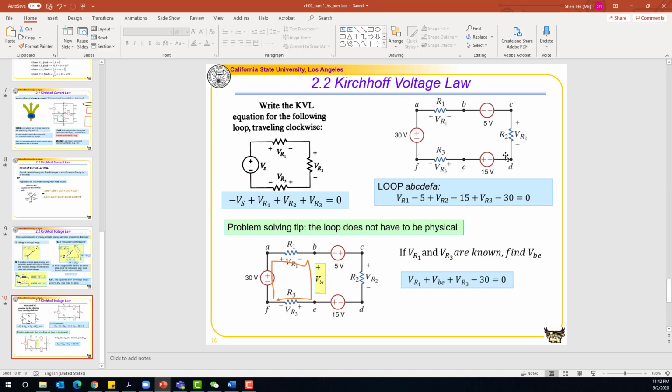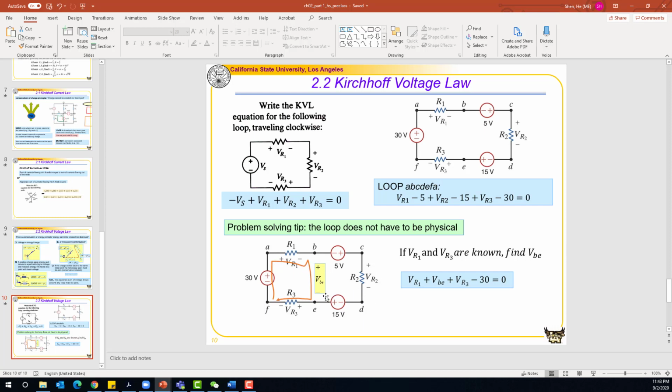And we can do the same thing for this single loop circuit. If we follow this direction, we can write KVL as VR1 minus 5 plus VR2 minus 15 plus VR3 minus 30, that is equal to 0. And the loop doesn't have to be a physically connected loop. So let's look at this example.